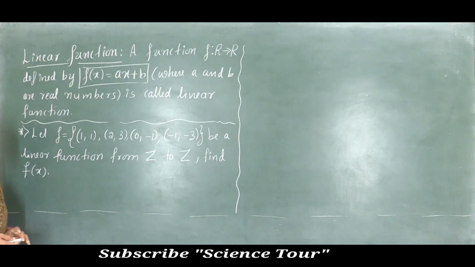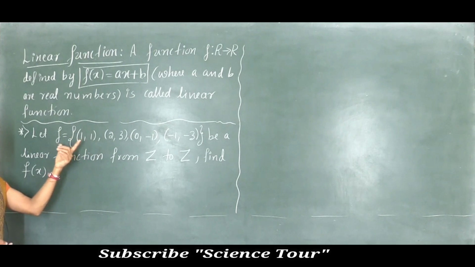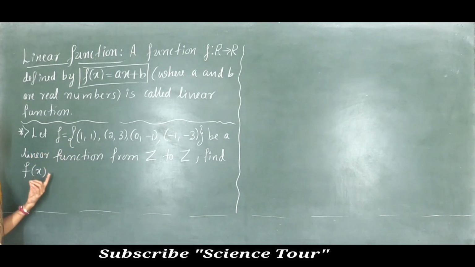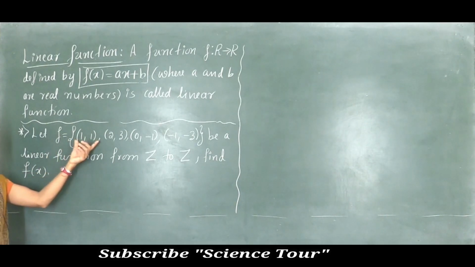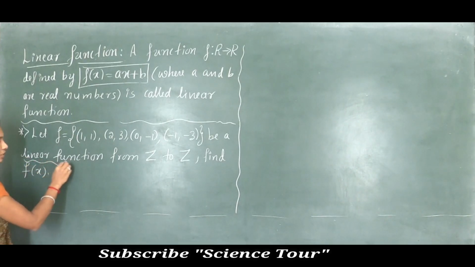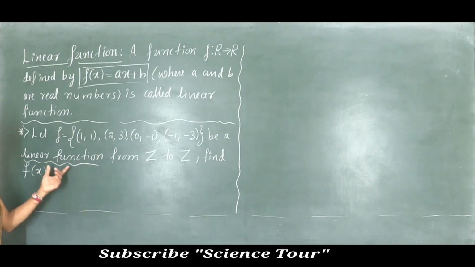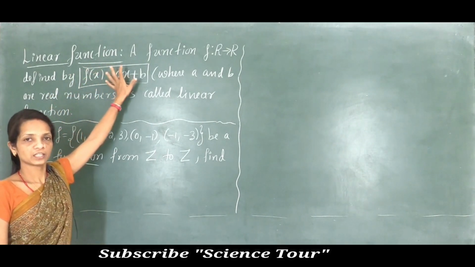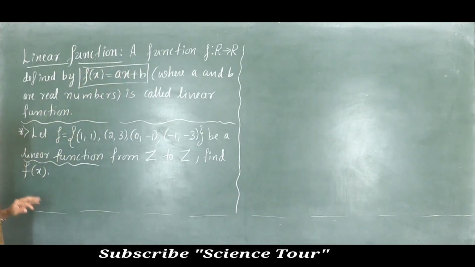So now you are given a function in roster form, but how that is defined, that you have to find. Finding f of x means finding how f of x is defined by using these ordered pairs, and you are given that f is a linear function. So f is a linear function means that will be in the ax plus b form. So we start with that.